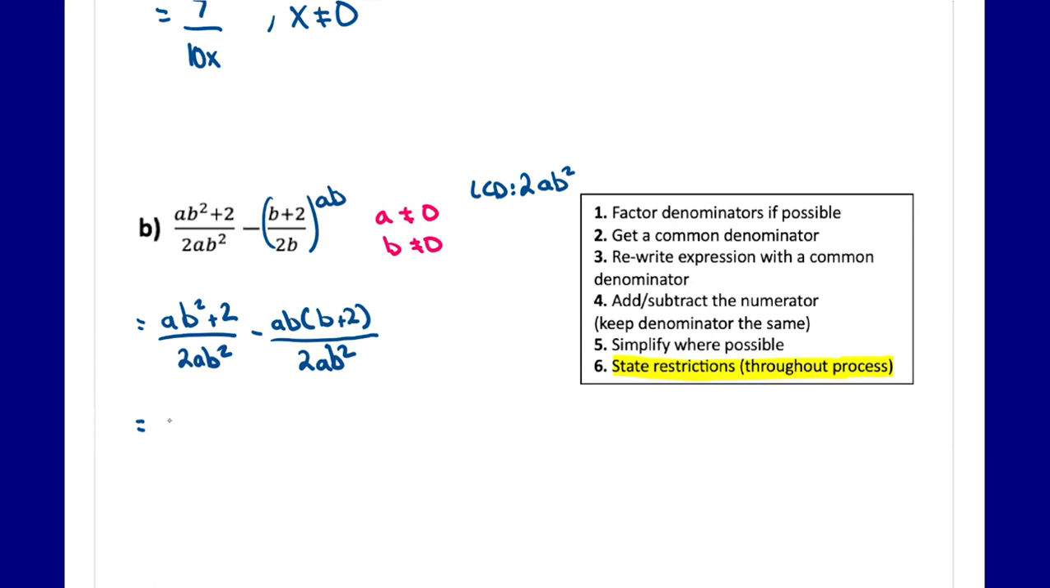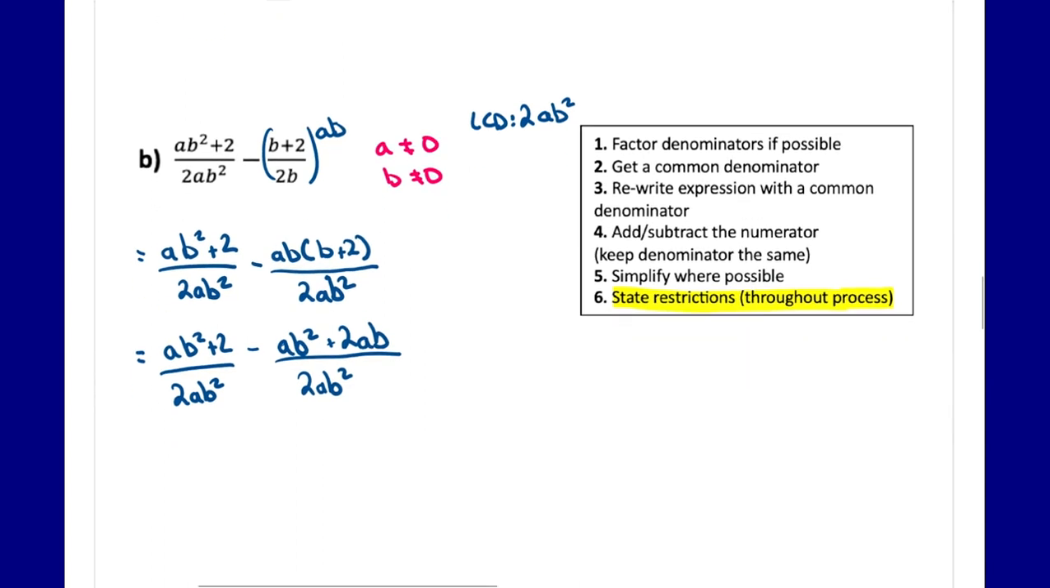Before I can add, though, I want to simplify the top of the second fraction. So ab times b is ab squared plus 2ab. They're all divided by still 2ab squared. Keep in mind, because we're adding and subtracting, we can't really cancel anything out on the bottom and on the top, not like we could when we were multiplying. So we can go through and we can subtract now.